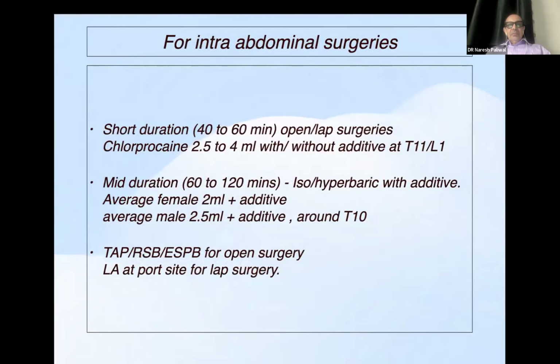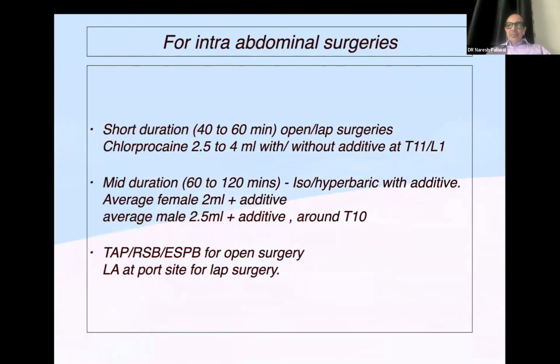For intra-abdominal surgery, for short duration surgeries, I used to prefer chloroprocaine, but it's not available nowadays. So I either use isobaric levobupivacaine, bupivacaine, or ropivacaine according to need. For mid-duration surgeries, 60 to 120 minutes, either isobaric or hyperbaric with additives. Average female patient, you can use 2 ml plus additive. Average male patient, 2.5 ml plus additive, around T10 level for all intra-abdominal surgeries.